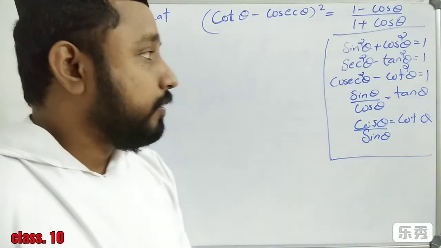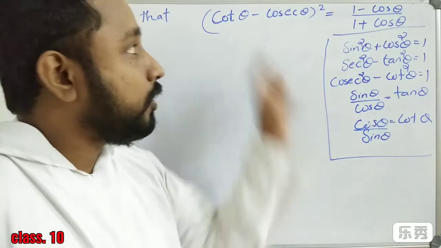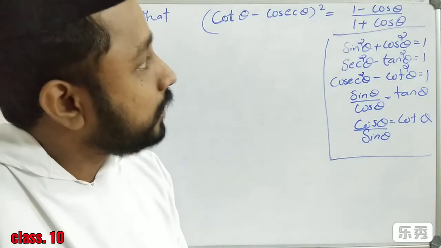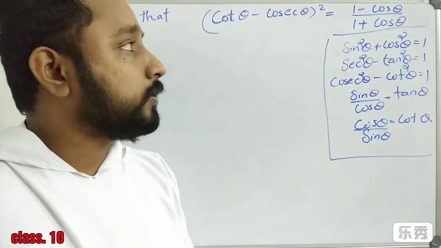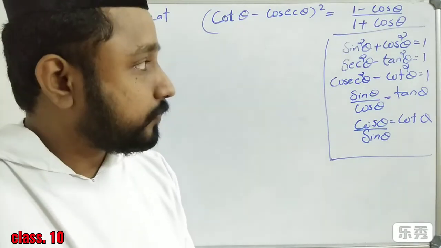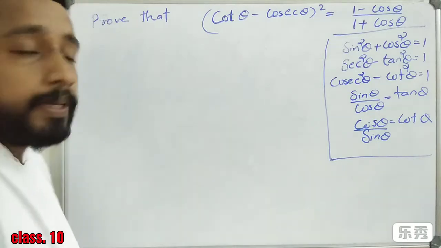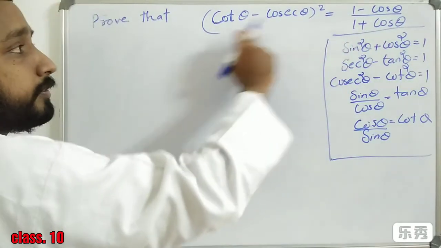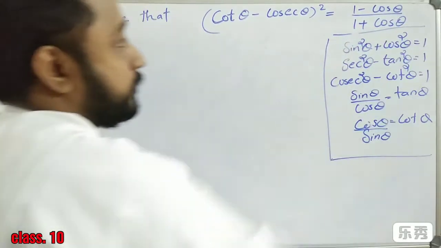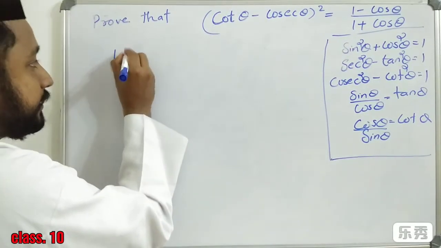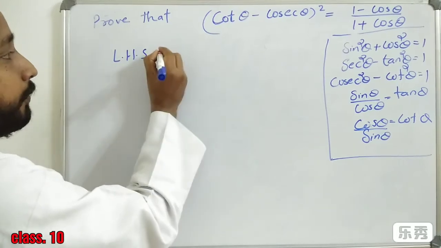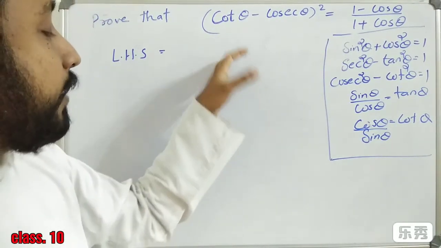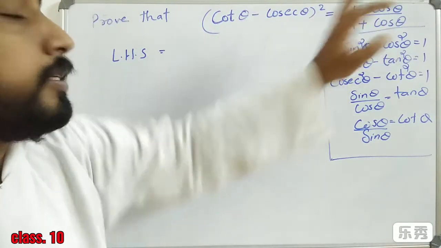Using these formulas, we are going to prove this question. (Cot theta minus cosec theta) all square is equal to (1 minus cos theta) divided by (1 plus cos theta). So, first step: this is the LHS and this is the RHS. Left side of the equation, this is the right hand side of the equation. So, I am going to take LHS and simplify LHS and prove that it is equal to RHS. That is the method.